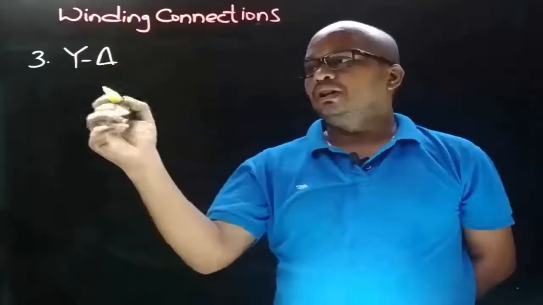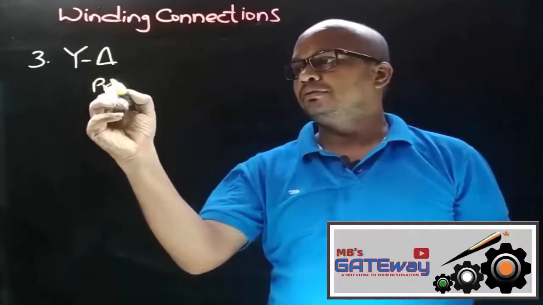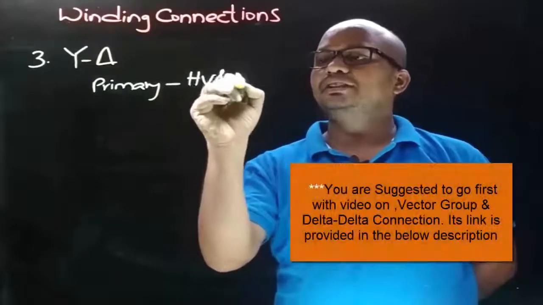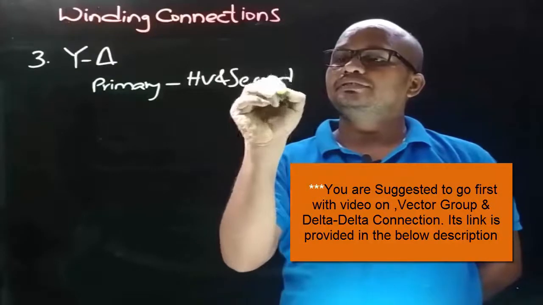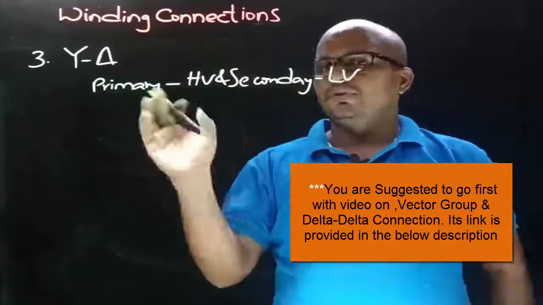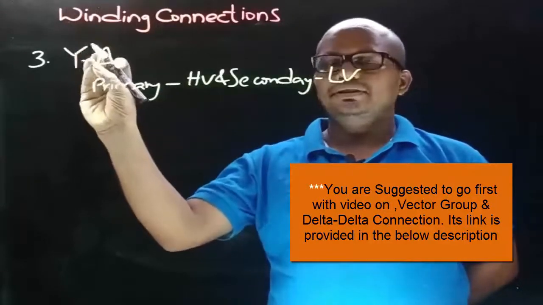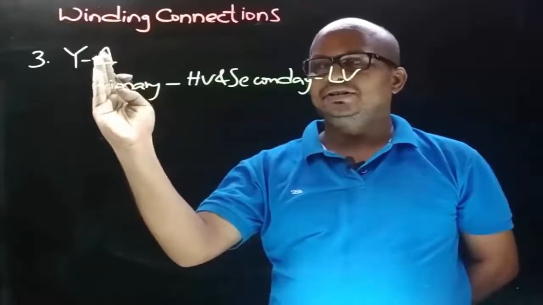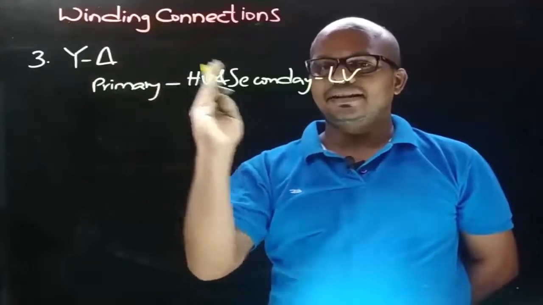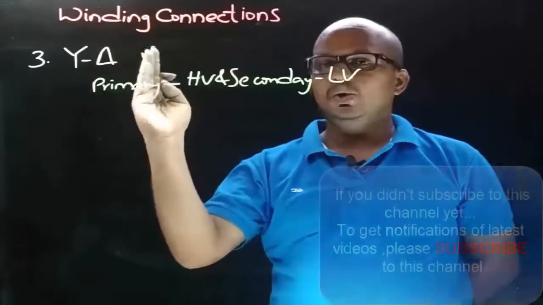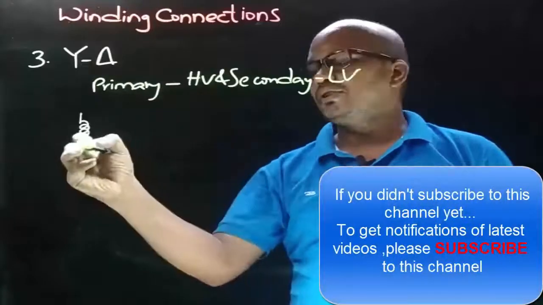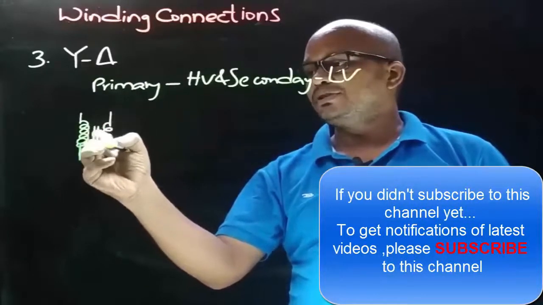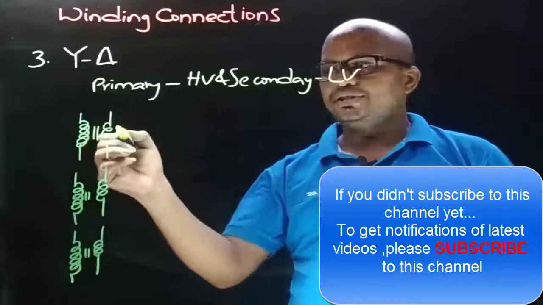Star delta connection, and here the assumption is primary side is HV and secondary side is LV, which means that on primary side the connection is star connection and which is having high voltage winding, and delta is the secondary side winding connection and which is having LV winding. First let's consider the bank of 3 single phase transformers.